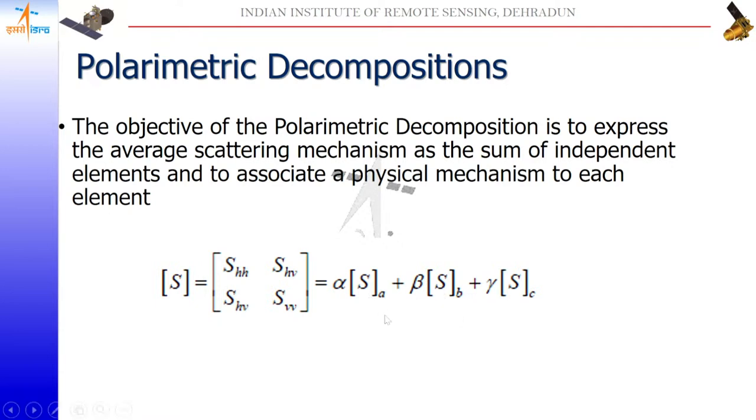Say we want to deduce 3 types of targets. One target should be an odd bounce, the second target is an even bounce, and the third is volume scattering. Surface scattering is given by the odd bounce, the double bounce like buildings is given by the even bounce, and vegetation is given by the volume scattering. So we will deduce this matrix as 3 elements. This is the way we can decompose.